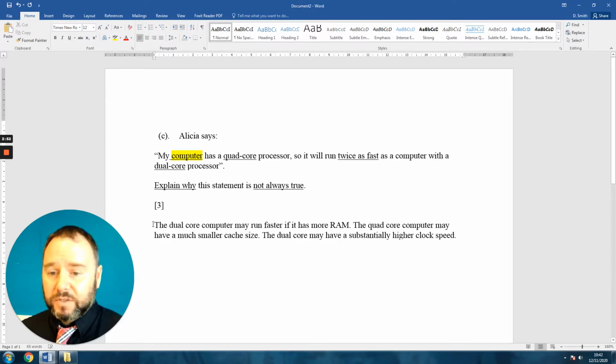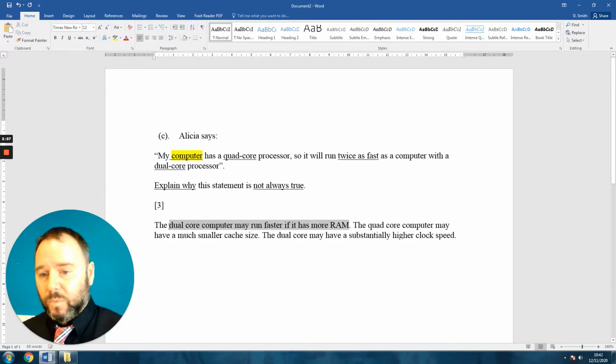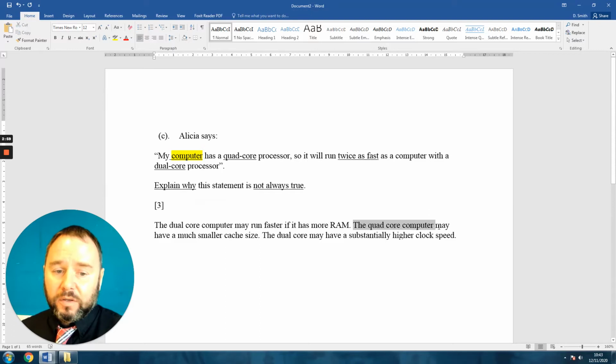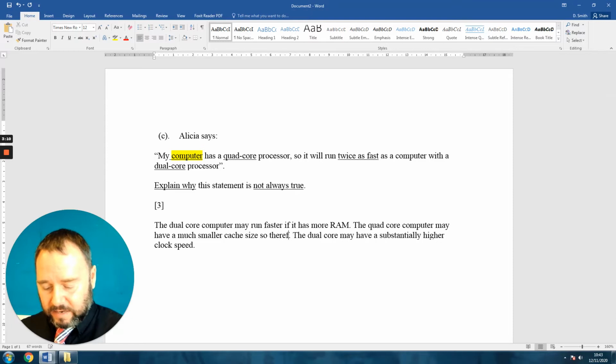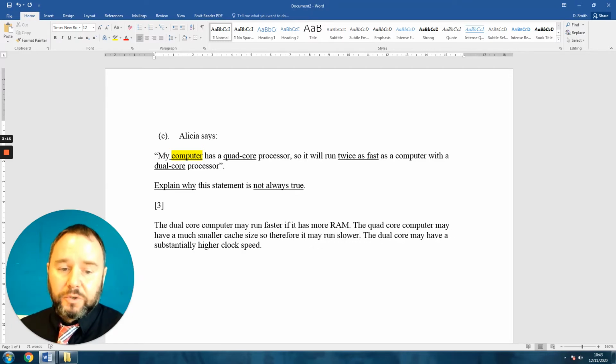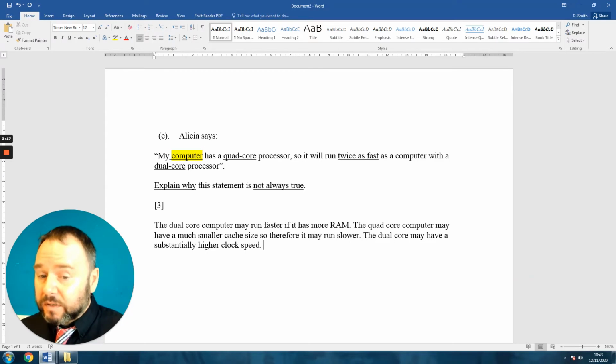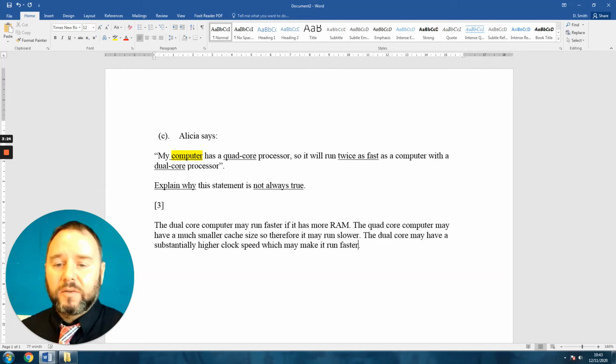3 marks, 3 things. The dual core may run faster if it has more RAM. The quad core computer may have a much smaller cache size, and we could tag on the end, so therefore it may run slower. The dual core may have a substantially higher clock speed, which may make it run faster. There we go, we've really nailed those 3 marks now.